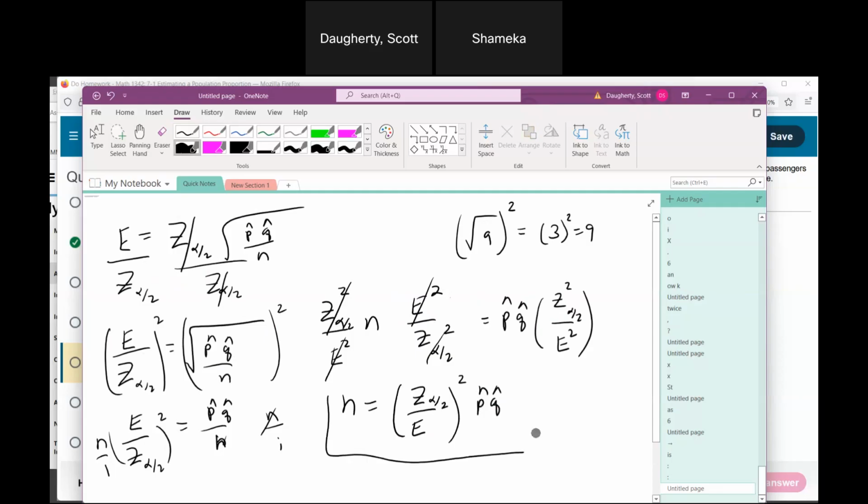Okay, and that is a formula for determining the sample size. Now I've derived this formula for you algebraically, so you can just use this formula in the future, right? You don't have to derive it. I just wanted to show you, but it does come from, right? I mean, where did this come from? It came from this margin of error formula that we had here, right?